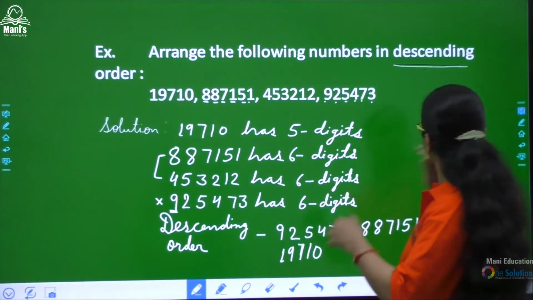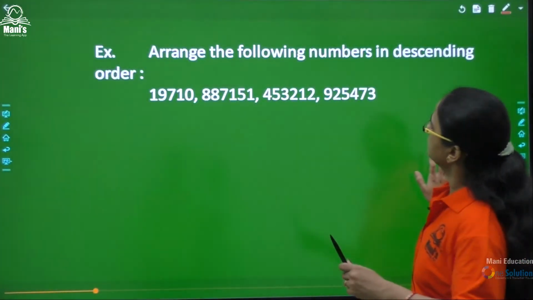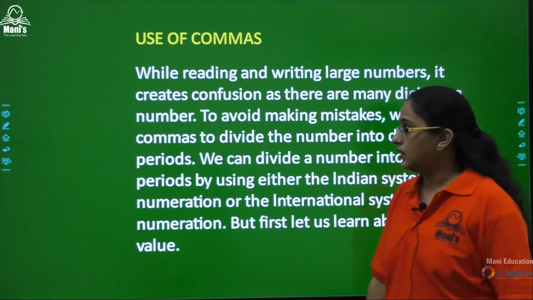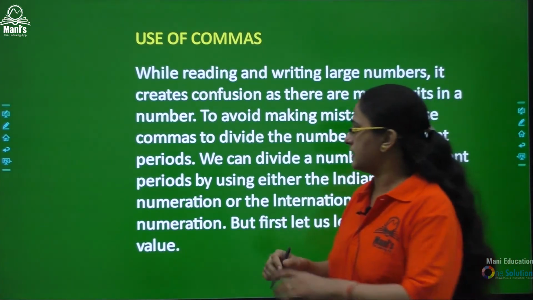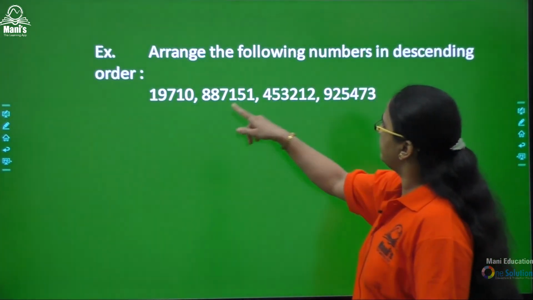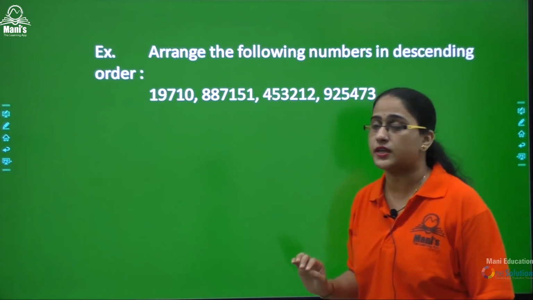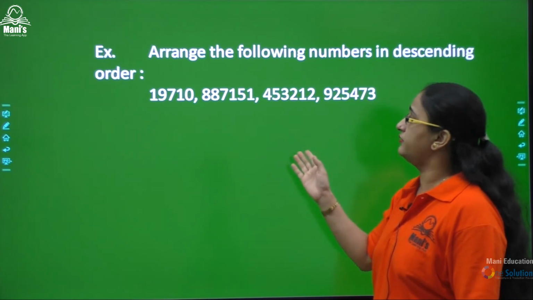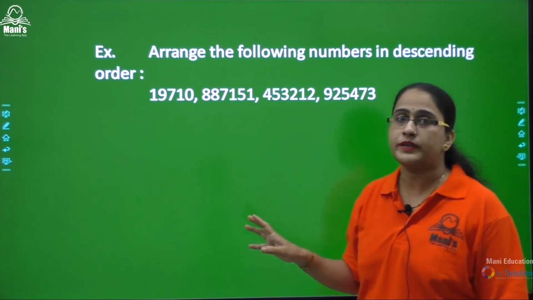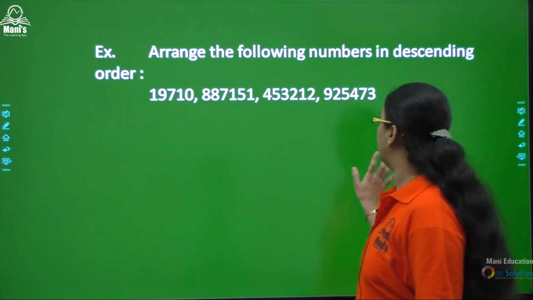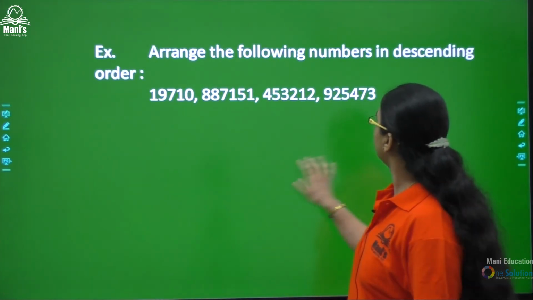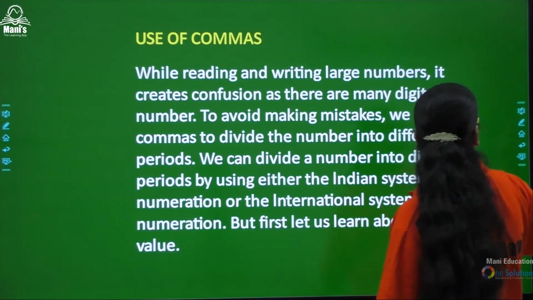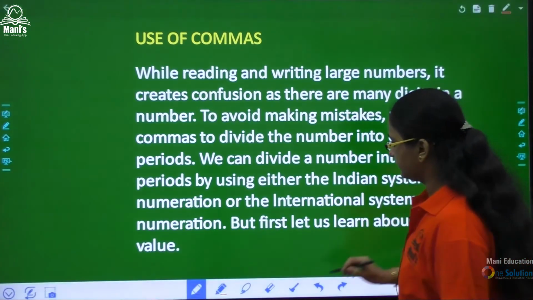Now go to the next topic. Use of commas. In the last example also, as we discussed this question, I am writing 19710, 887151. It is a very problematic situation if the numbers are very large. In that case, what do we have to do? We have to use commas. So how do we use the commas?